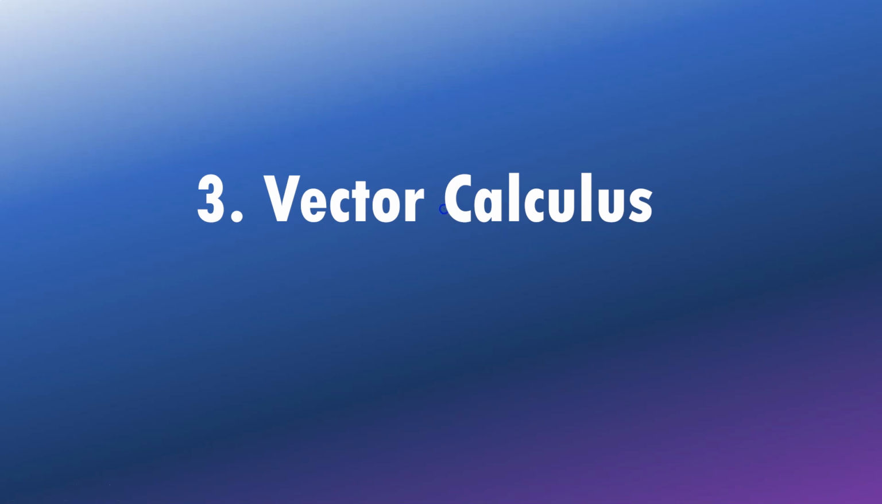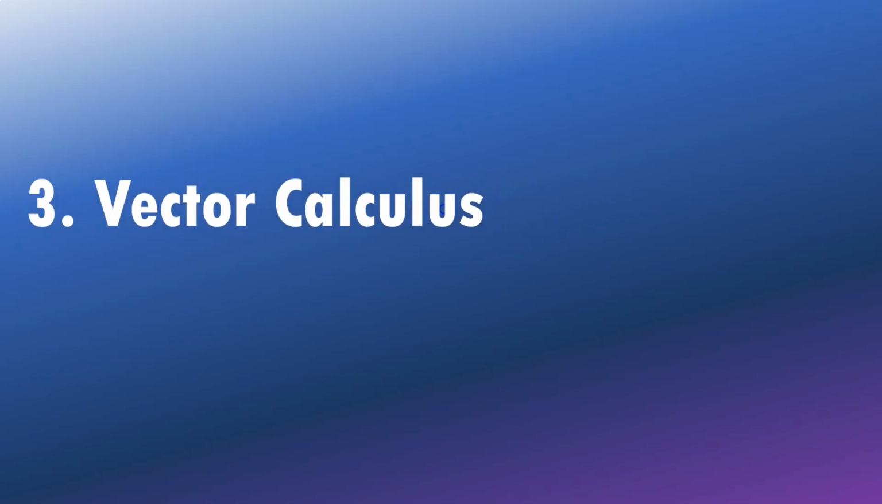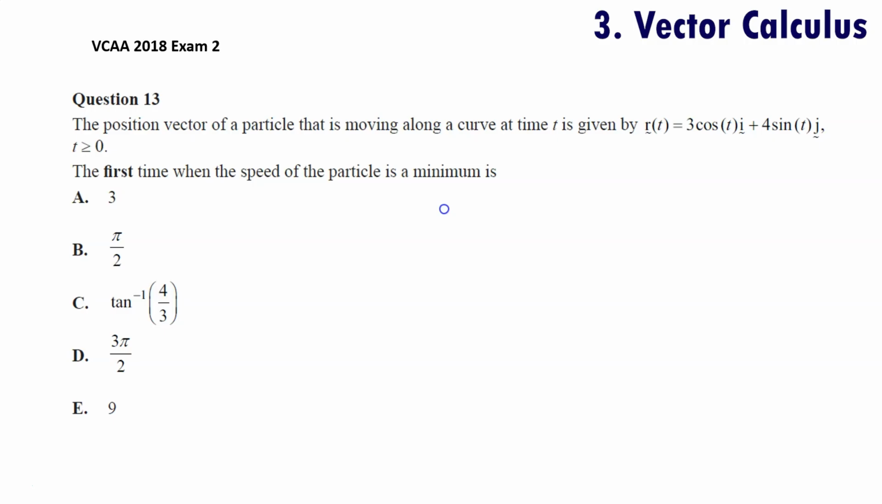And the last one we'll talk about is using the matrix notation for vector calculus. And this can be quite powerful on the CAS calculator. So if we've got a question about a position vector, it's got a vector function in terms of i and j. We want to find the first time when the speed of the particle is a minimum.